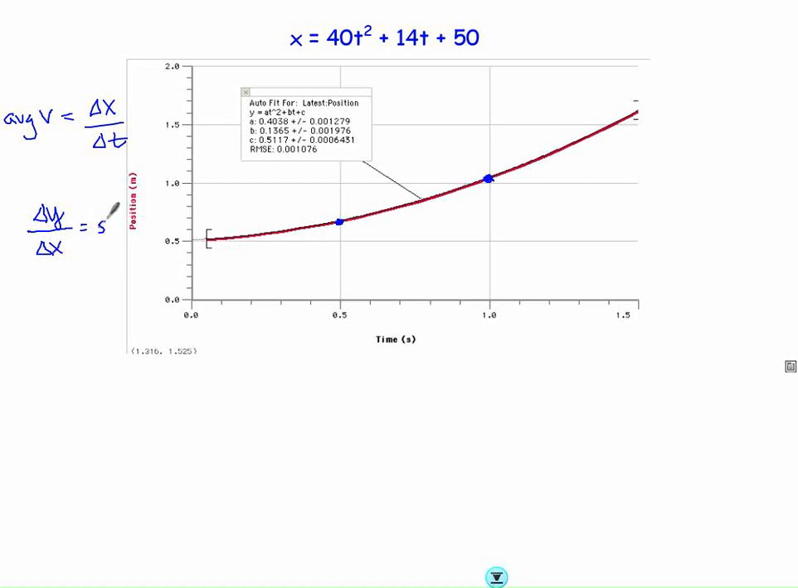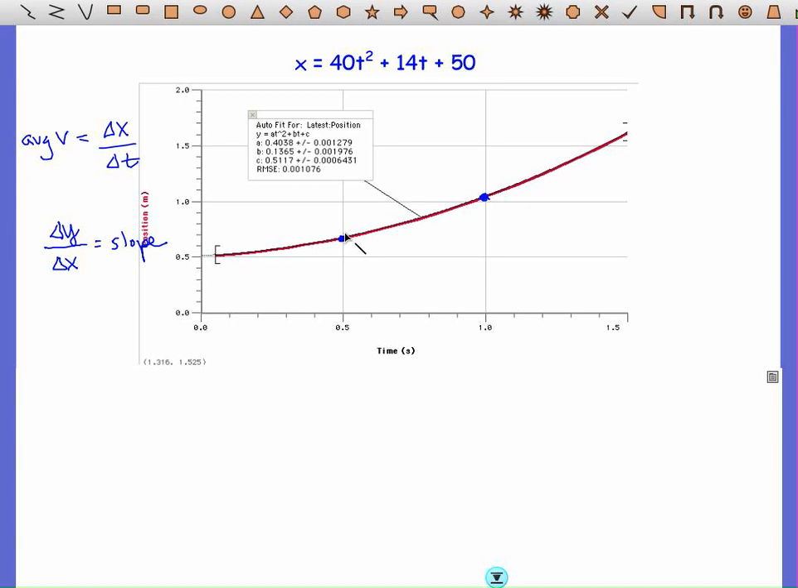Well, you might recognize this as the formula for the slope of a graph, and that's really what we're doing here. We're finding the slope of this graph. Let me try to draw a straight line in here. I'll extend it a little bit. And so we are really finding the slope of that straight line right here.